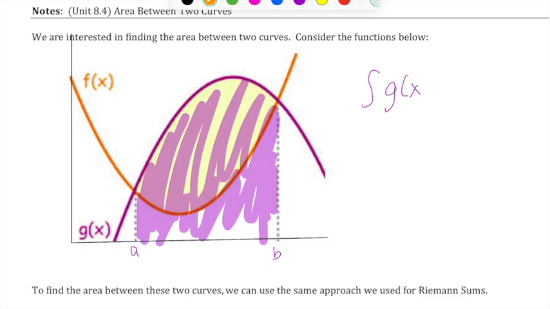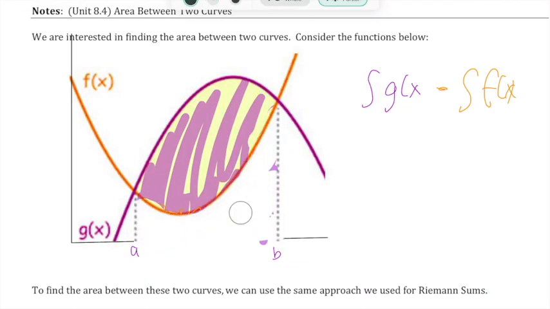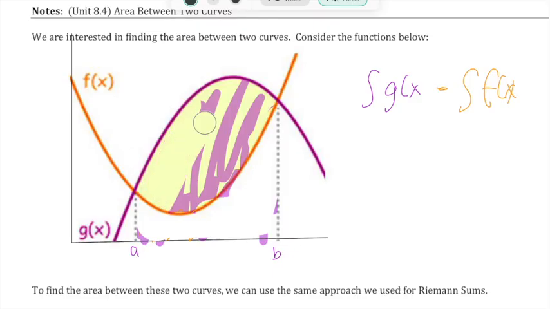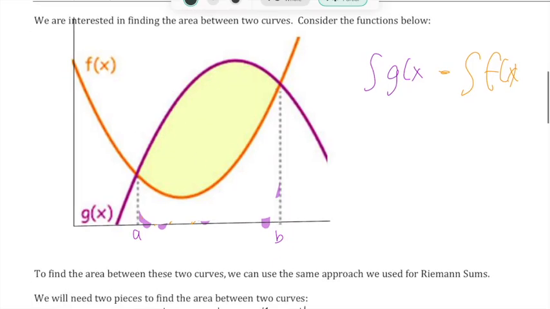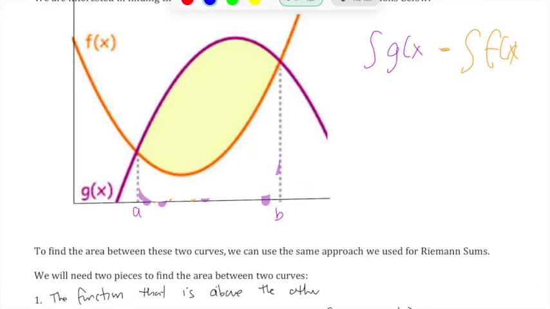So what we need to do is subtract off the area of f of x, which is all this down here. And if we do that, we're left with the area that we're looking for. So there are two main points. We do need to determine which function is above and which function is below, because we do need to take the uppermost function and subtract it from the lowermost function. And we need to know the intersection points that I labeled here as A and B. So we're going to do this by hand and with a calculator.